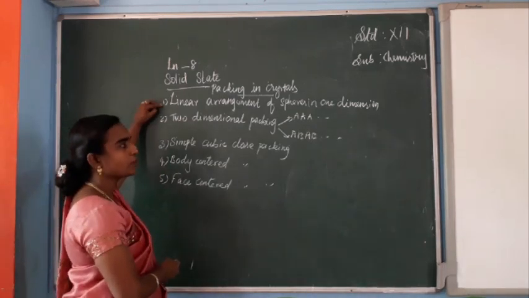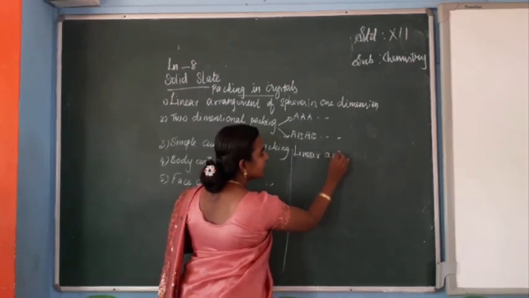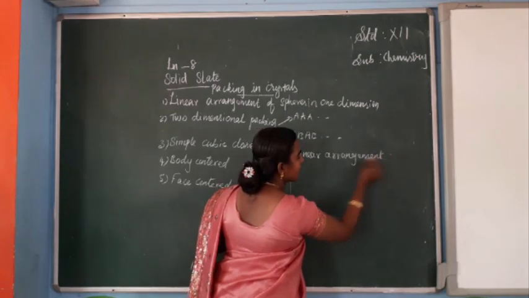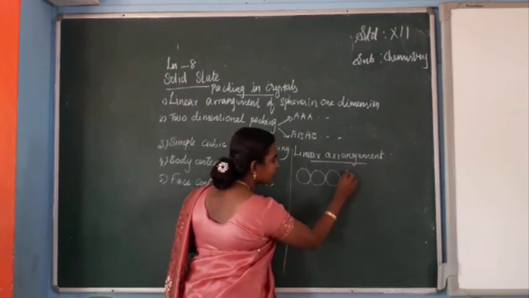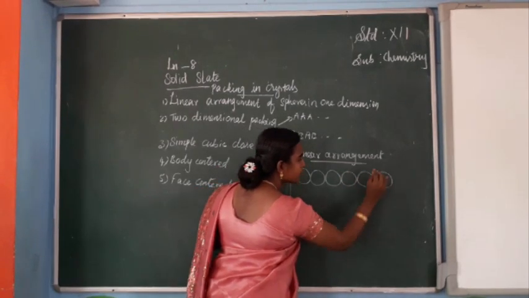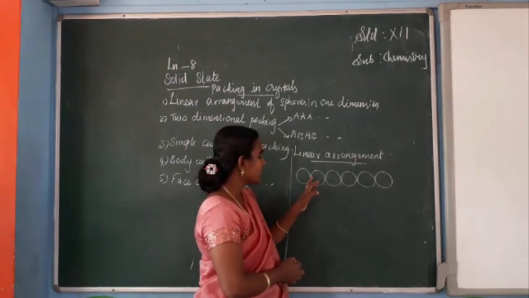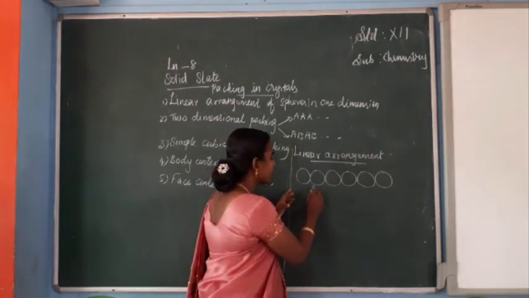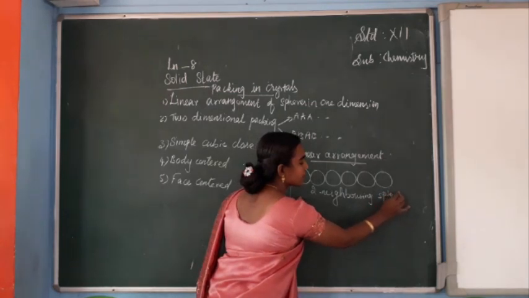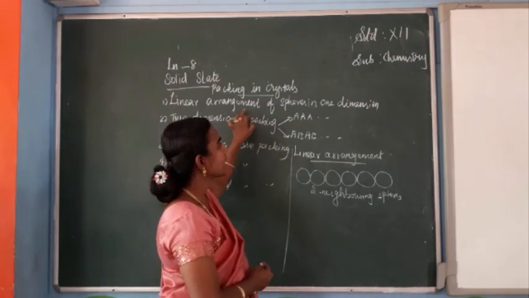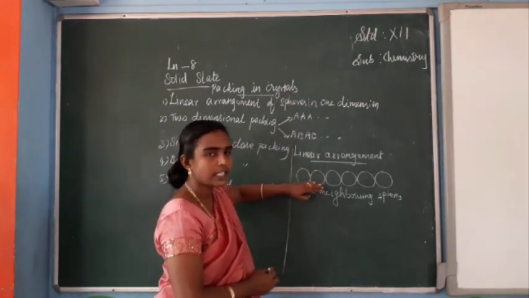First one, linear arrangement of spheres in one dimension. Here the constituent atoms are considered as spheres. Each sphere is considered as an atom, arranged in a linear way, isn't it? In this, each atom is in contact with two neighboring spheres. This type of arrangement is called linear arrangement of spheres in one dimension.